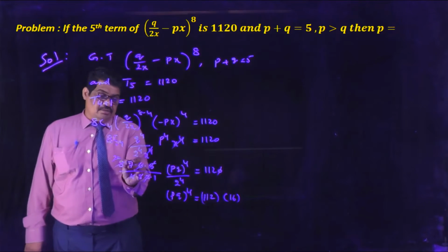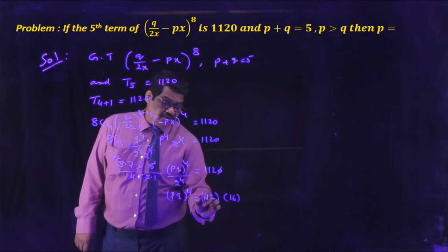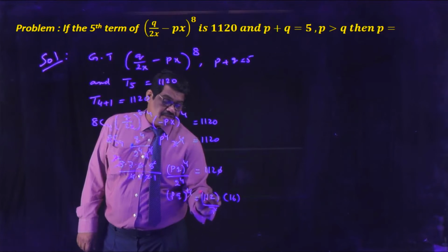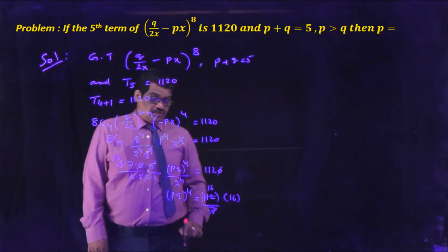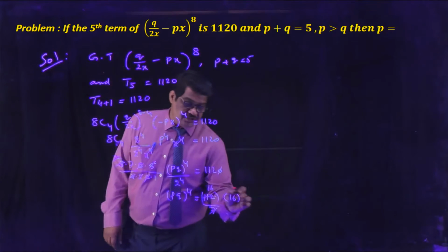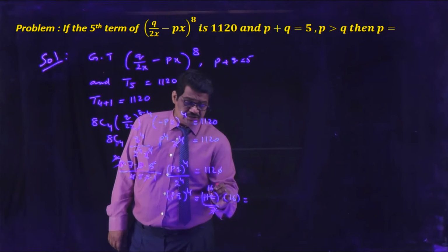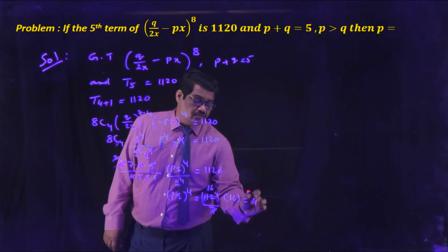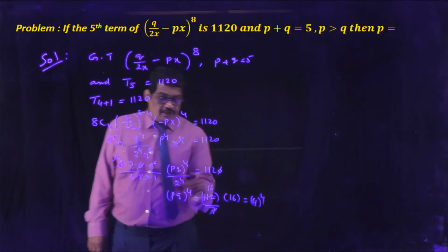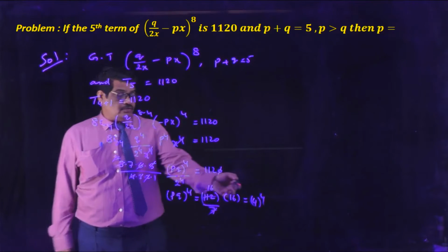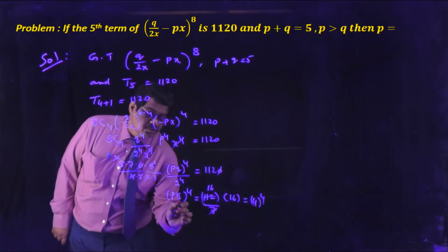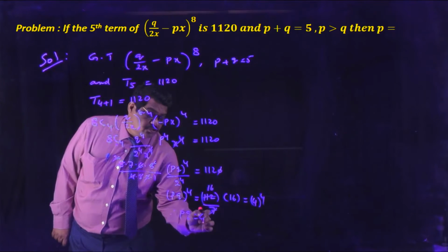Here the remaining term on this LHS is 7 by 7. Here 7 sixteens are 112. So that is 16 into 16, that is 4 square square, 4 to the power of 4. Here (pq) to the power of 4 is equal to 4 to the power of 4. Therefore, pq is equal to 4.